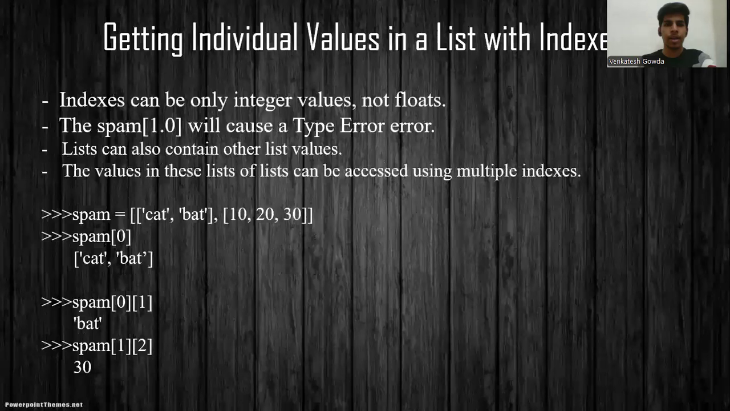Now we shall discuss getting individual values in a list with indexes. Indexes can only be integer values and not floats. Using an index of 1.0 will cause a type error. Lists can also contain other list values. The values in this list of lists can be accessed using multiple indexes. So here is the example.